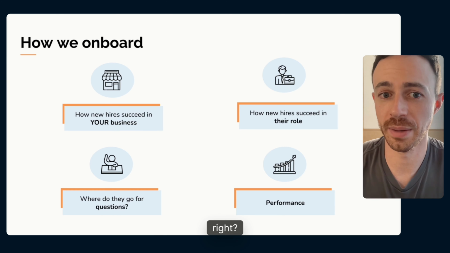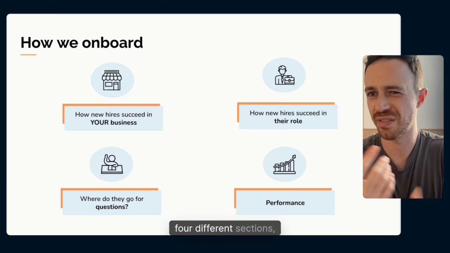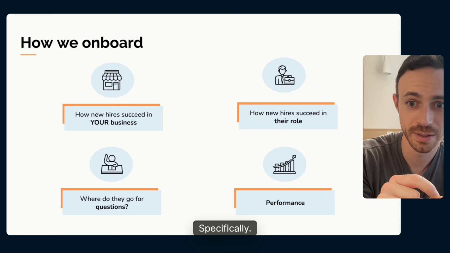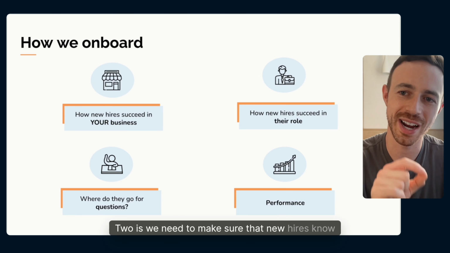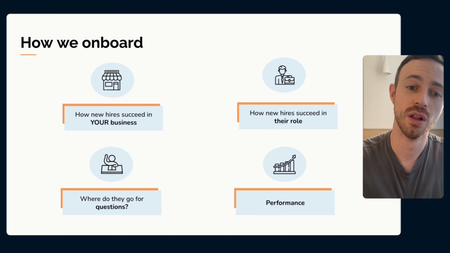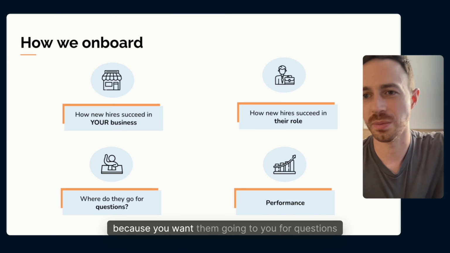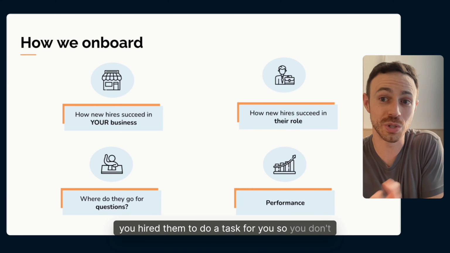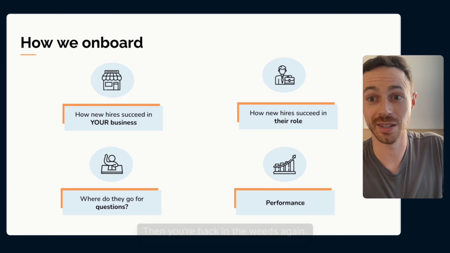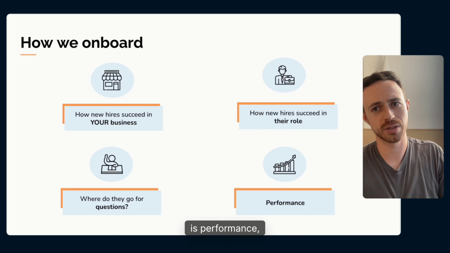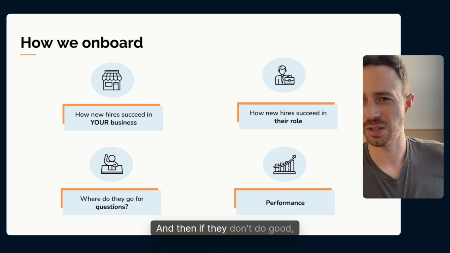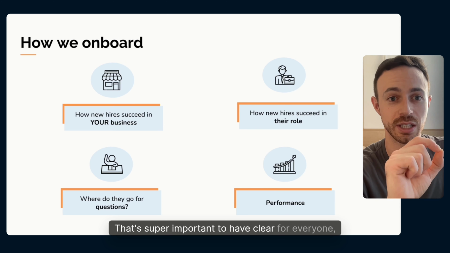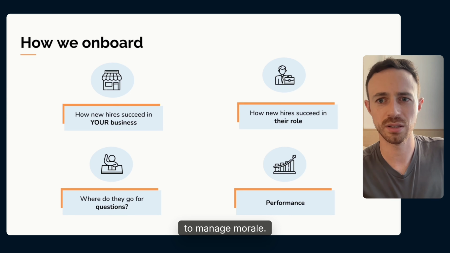Cool. So how do you onboard, right? 4 different ways, 4 different sections, let's call it. One is we got to make sure that new hires know how to succeed in your business specifically. Two is we need to make sure the new hires know how to succeed in their role. Three is give them tools to go to for questions, because you don't want them going to you for questions, because then you lose the leverage. You hire them to do a task for you so you don't have to be in the weeds. If they go to you with questions all the time, then you're back in the weeds again, right? Lastly is performance, right? What does good look like? And if they don't do good, what does the exit path look like? That's super important to have clear for everyone to manage morale, and I'll explain that in a sec too.